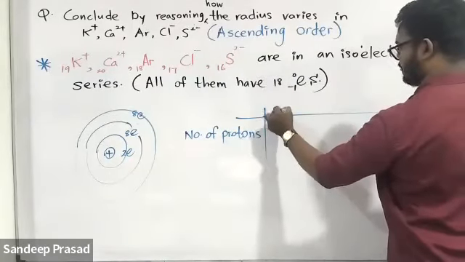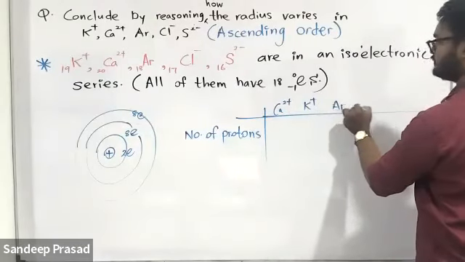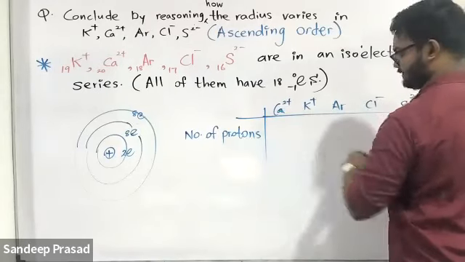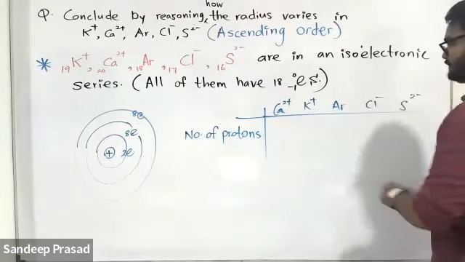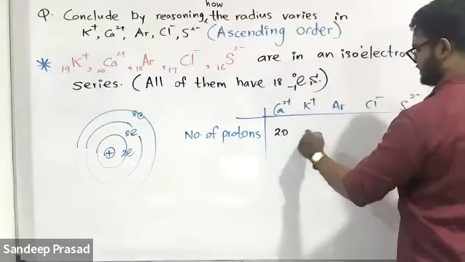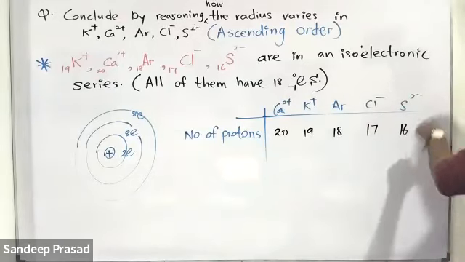We have calcium 2 plus, potassium plus, argon, chloride, sulfide. How many protons are there in calcium 2 plus? Calcium is 20. That means number of protons are 20. Potassium 19, argon 18, chlorine 17, sulfur 16.